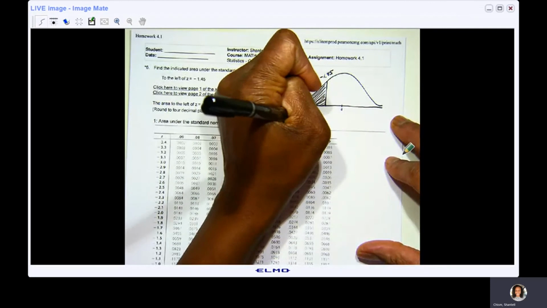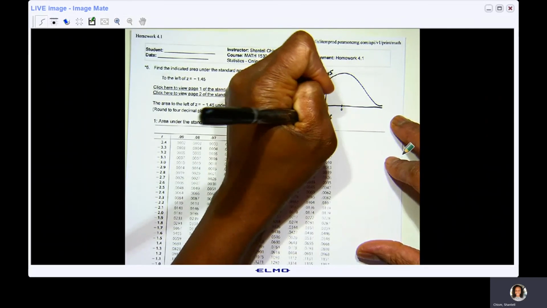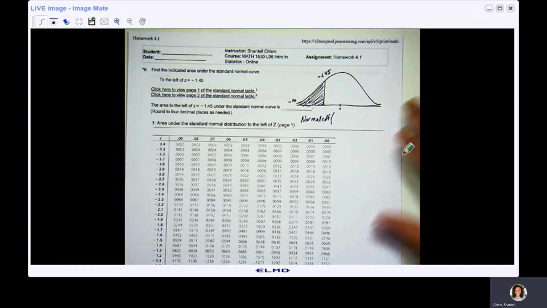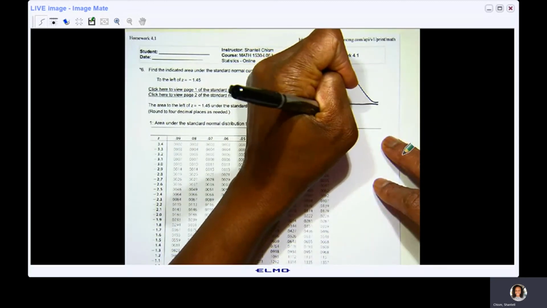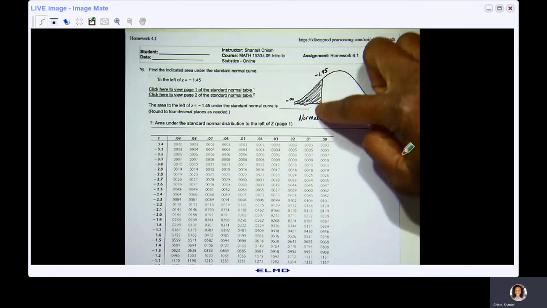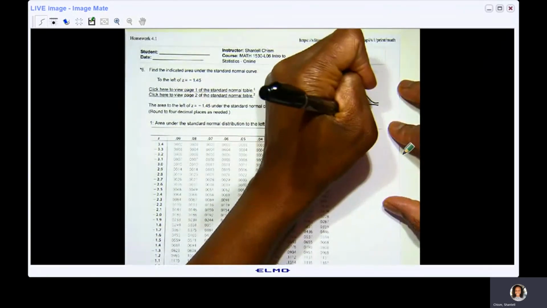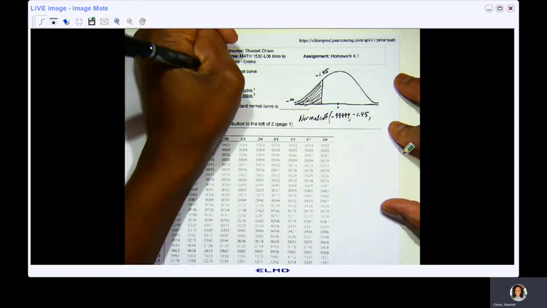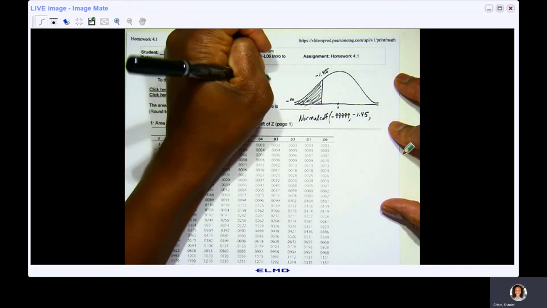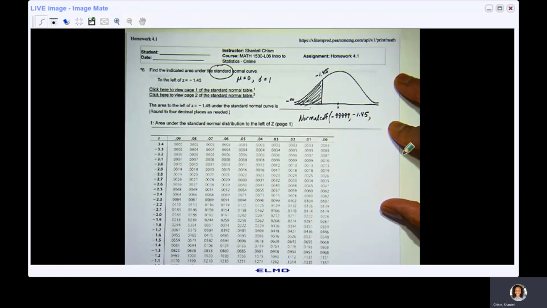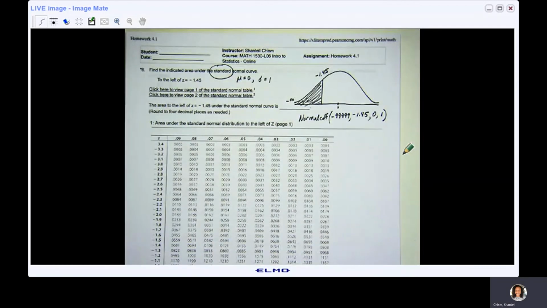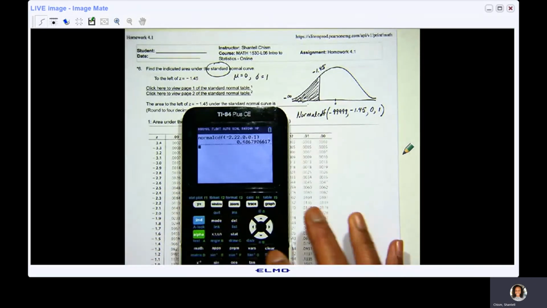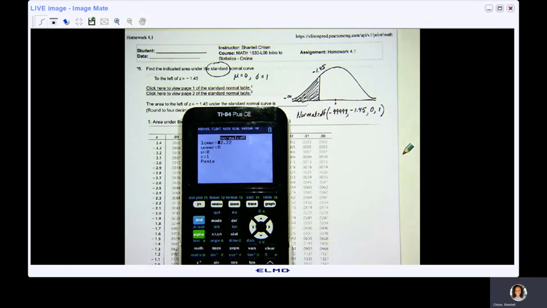So when I use normal CDF to find this area to the left of negative 1.45, my lower bound is negative infinity, which I use negative 999. My upper bound is the bound on the right side, negative 1.45. My mean is 0. My deviation is 1 because we are dealing with the standard normal. Okay? All right, so normal CDF, second VARS, normal CDF.